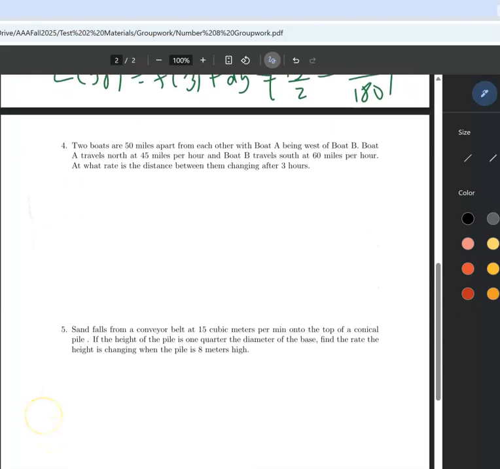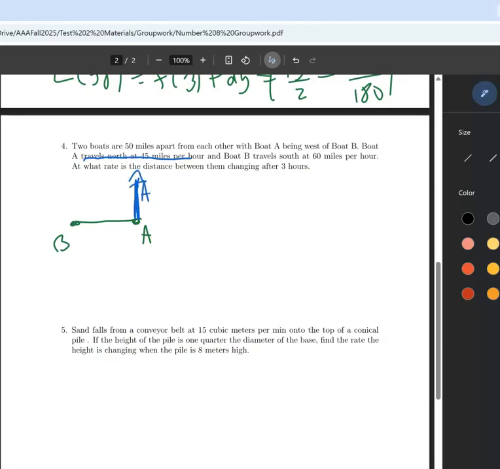All right, so let's get the picture here. We have two boats 50 miles apart from each other, with boat A being west of boat B. Again, I'm going to be labeling the side lengths A and B. I'm not going to label the boats A and B, right? But let's see what they're doing. So boat A travels north. So A is going north, so I'll put the A there.